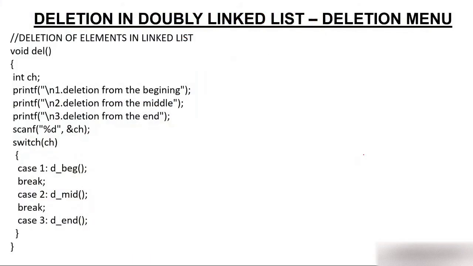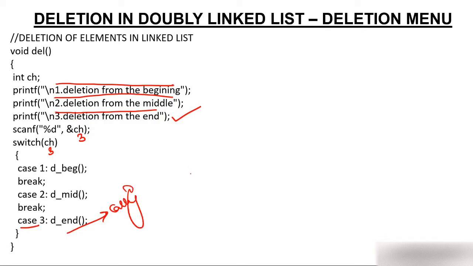So here you have a menu, that is, delete itself has a menu. If you press 1 you can delete from the beginning, if you press 2 you can delete from the middle, if you press 3 you can delete from the end. But my job is to delete from the end, so I'll press 3. So scan will have 3, switch will have 3. I'll jump to case 3, and in case 3 I'm calling the del end function.